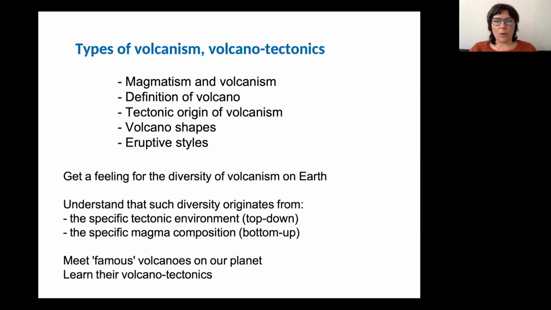Okay, so we will go over a little bit of definitions today and also get a feeling for the diversity of volcanism on Earth, because it's a very diverse business. We have a lot of different types of volcanoes, eruptions, styles and shapes, and also related hazards. And we will start to understand how all this diversity comes from the specific tectonic environment, top down. So how the tectonic environments and tectonic forces influence this type of volcanism, but also the magma composition. So how magma, when it's formed at depth from melting, the type of magma that we have is going to influence also the style. And also we will talk about famous volcanoes on our planet and learn a little bit about these famous volcanoes.